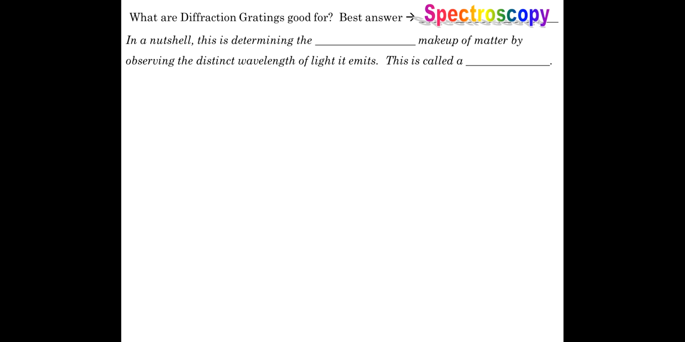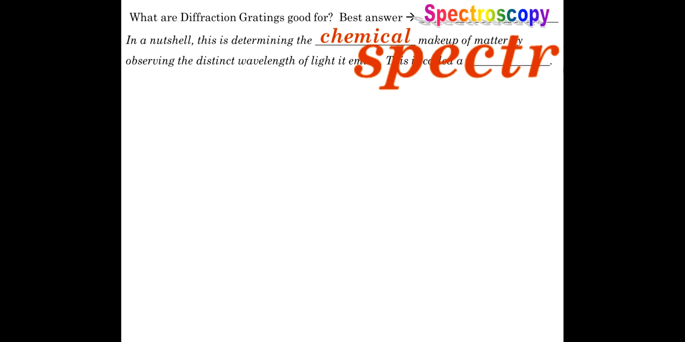Well, let me finish out this lesson by trying to answer a little bit what diffraction gratings are used for. And a really good answer to that is called spectroscopy. It's the study of light, particularly light produced by different elements. And this is very useful in astronomy, trying to figure out what's out there. We use spectroscopy to basically spread the light out. It's determining the chemical makeup of matter by observing the distinct wavelengths of light that matter is emitting, typically gases.